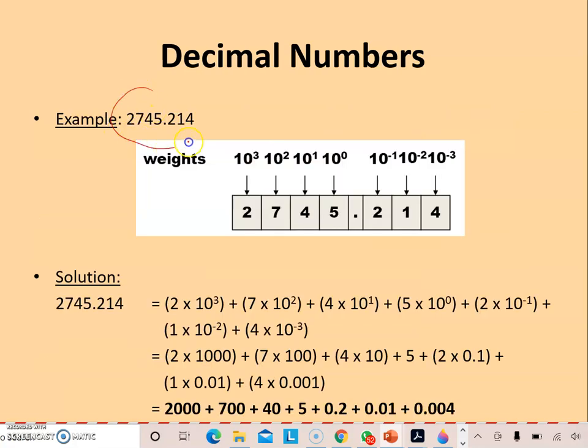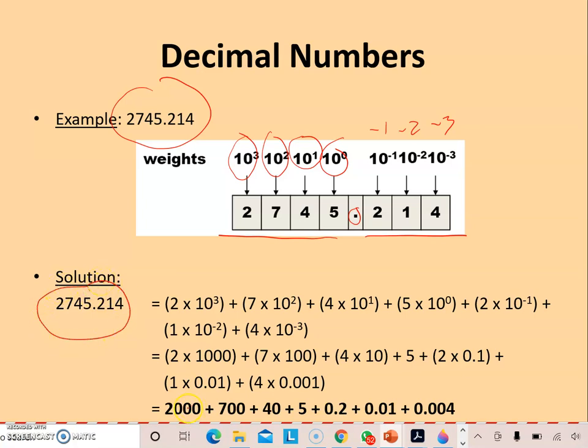Example, let's take this number 2745.214. You can see the corresponding weight according to the position. And after the decimal point, it is negative 1, negative 2, negative 3. So the solution: you get this one, 2000 plus 700 plus 40 plus 5 plus 0.2 plus 0.01 plus 0.04. You can see here, this is how they calculate it.